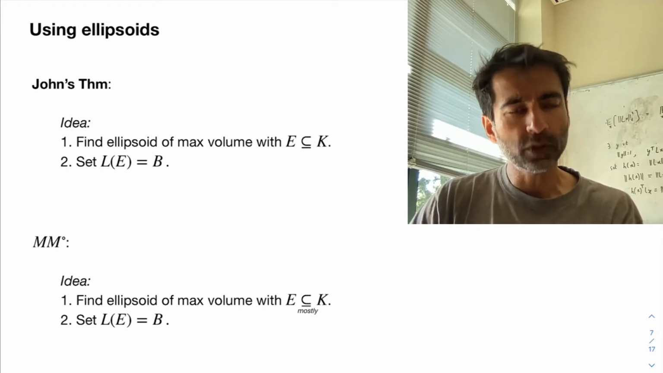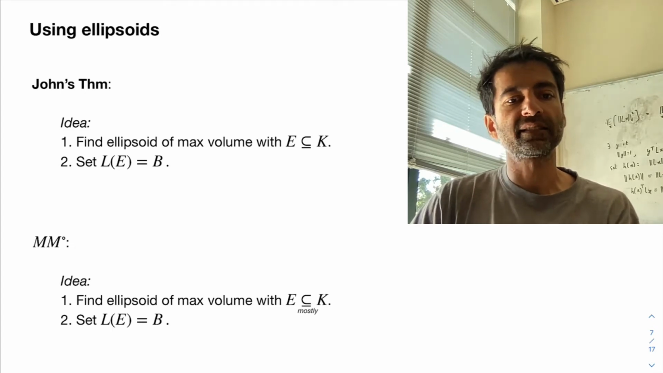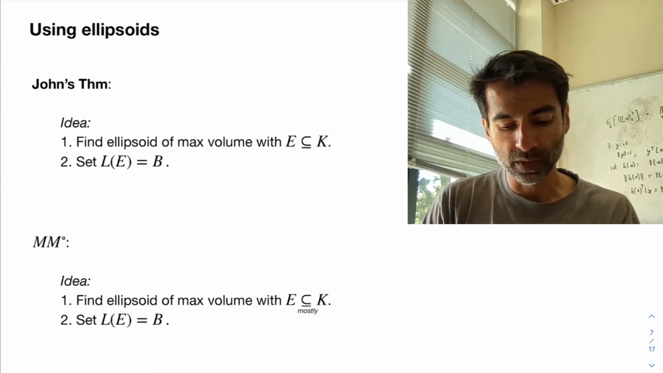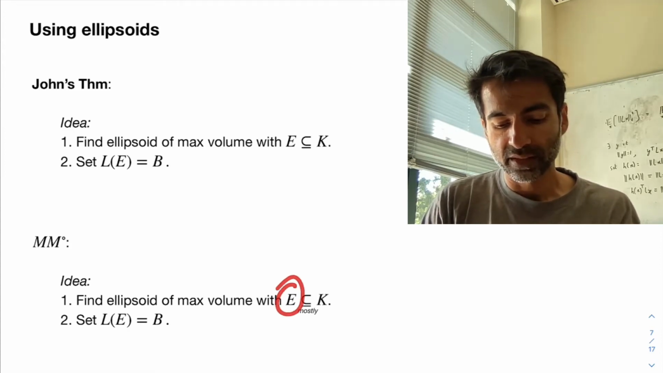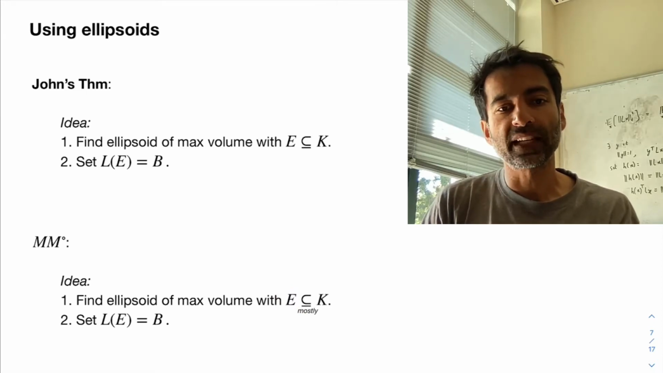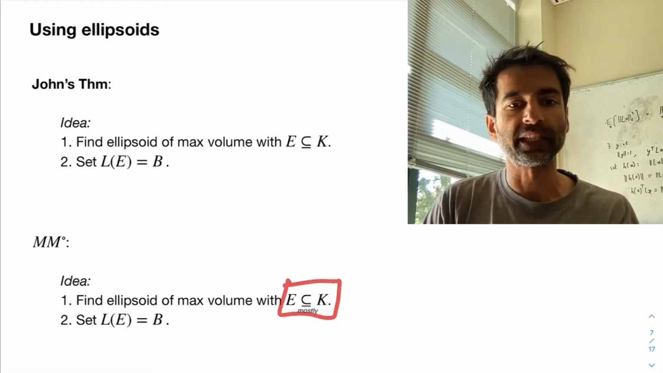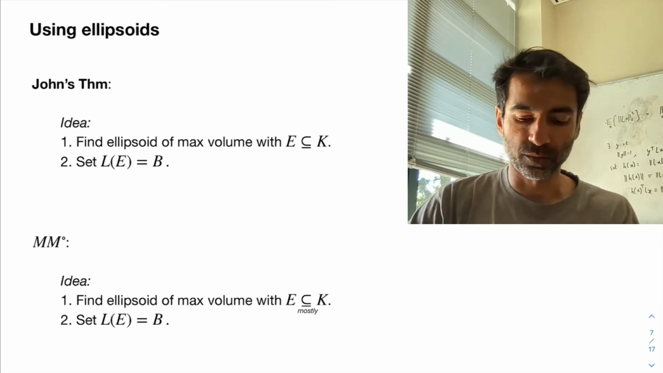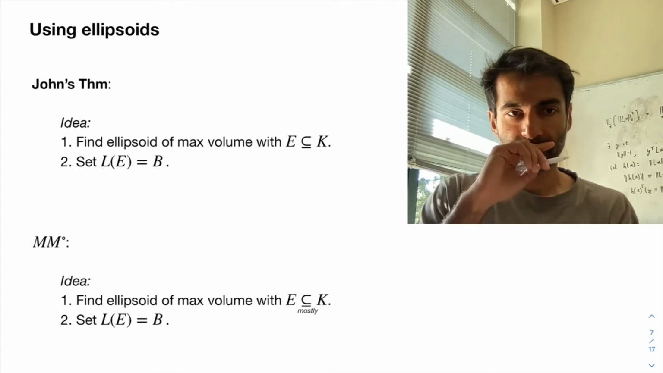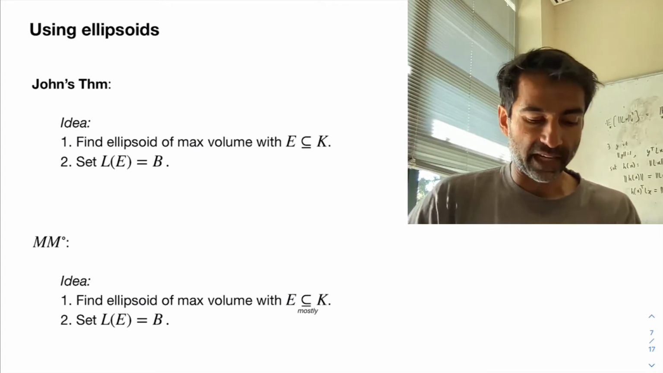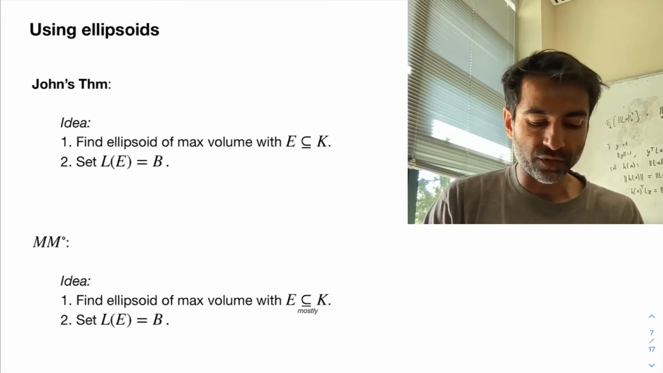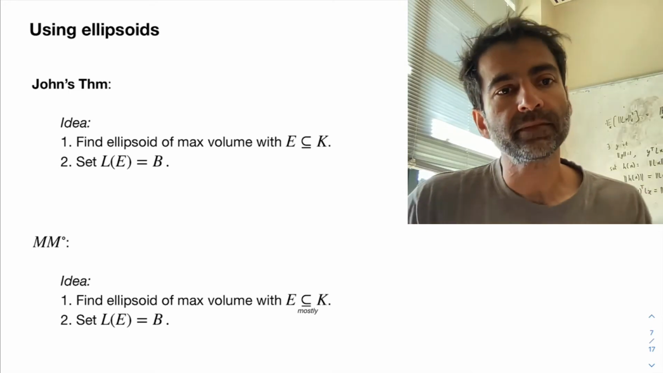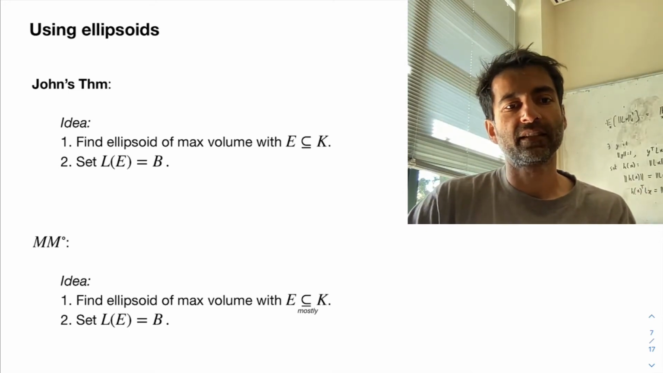And for the MM polar estimate, the idea is very similar. Again, it's based on finding a nice ellipsoid. What we'll do is find the ellipsoid of maximum volume that in a certain approximate sense is contained within the body. Okay. So the set of feasible ellipsoids here will be slightly different, but we'll again look for the largest one. And then again, we'll pick the linear transformation that makes that ellipsoid equal to the unit ball. Okay. So that's the idea.